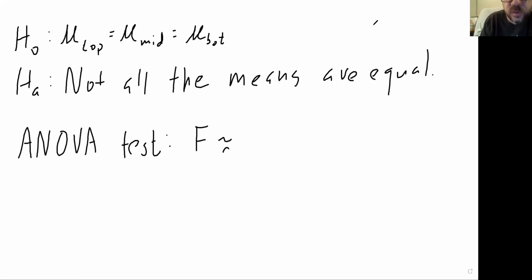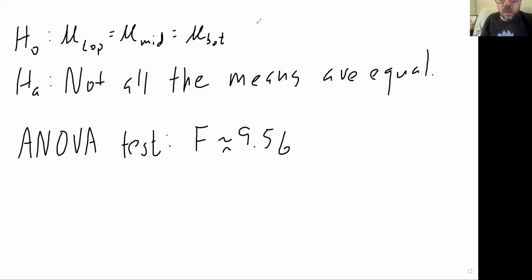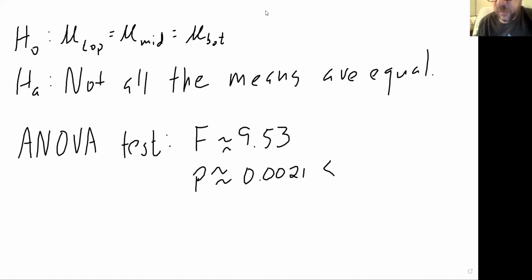F approximately equal to 9.563. I forgot what it was. 5.3. P approximately equal to 0.0021, less than 5%.